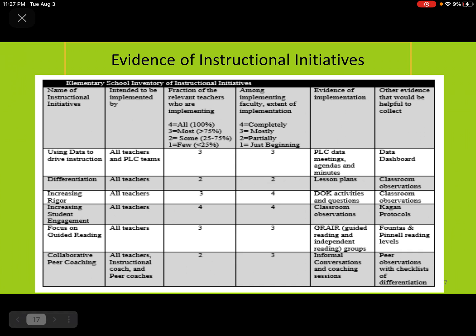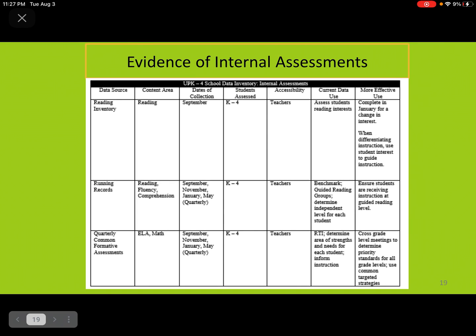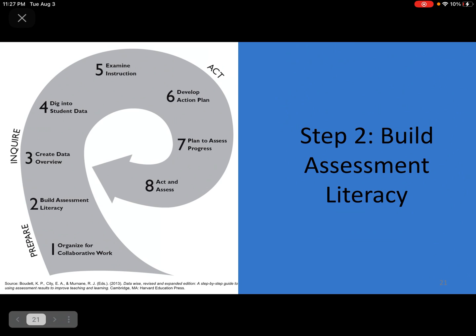And then the next few slides show evidence that we collected in our work to create and analyze our data points. So here we have evidence of instructional initiatives, external assessments, and internal assessments. As a team, what we did is we completed a reflection at the end of each step, addressing what worked well, along with changes that we would like to put in place for next time.